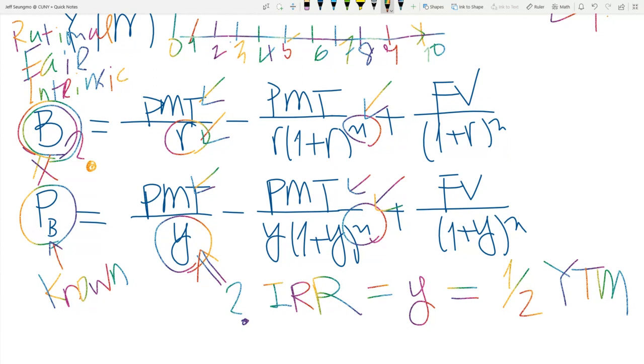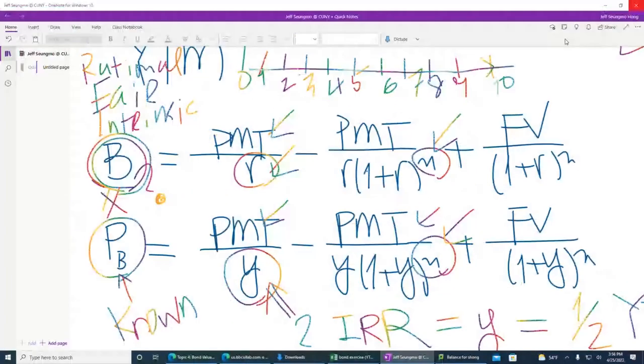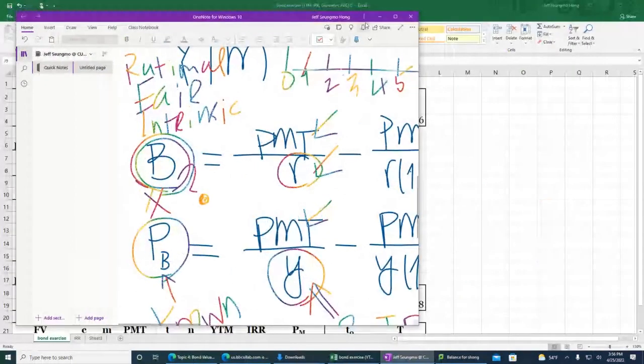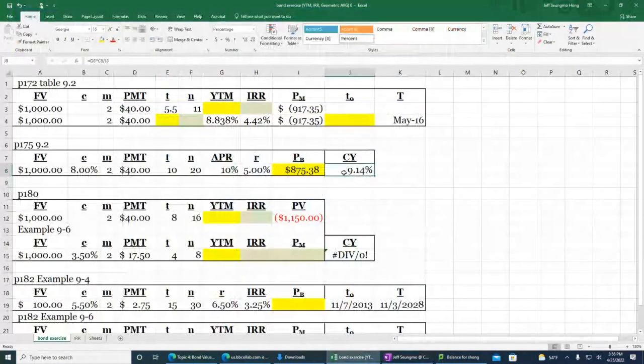So yield to maturity is then this times 2. So that's mathematically what yield to maturity is. Right? The internal rate of return, that makes the right-hand side equal to that. So with that in mind, now we can finish this. Now you can understand why this is 9.14%.